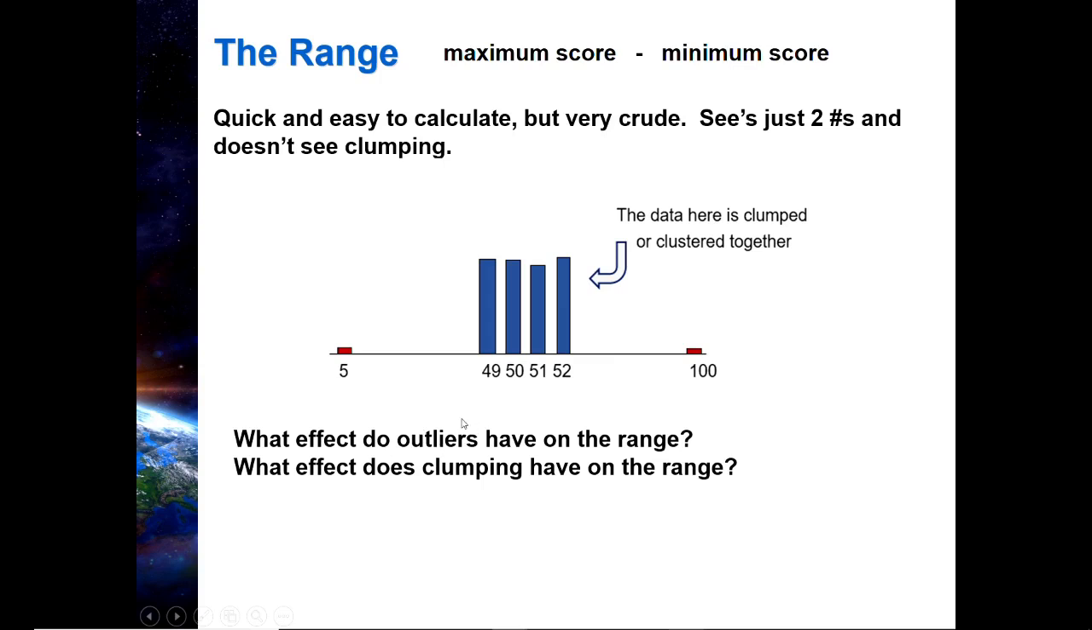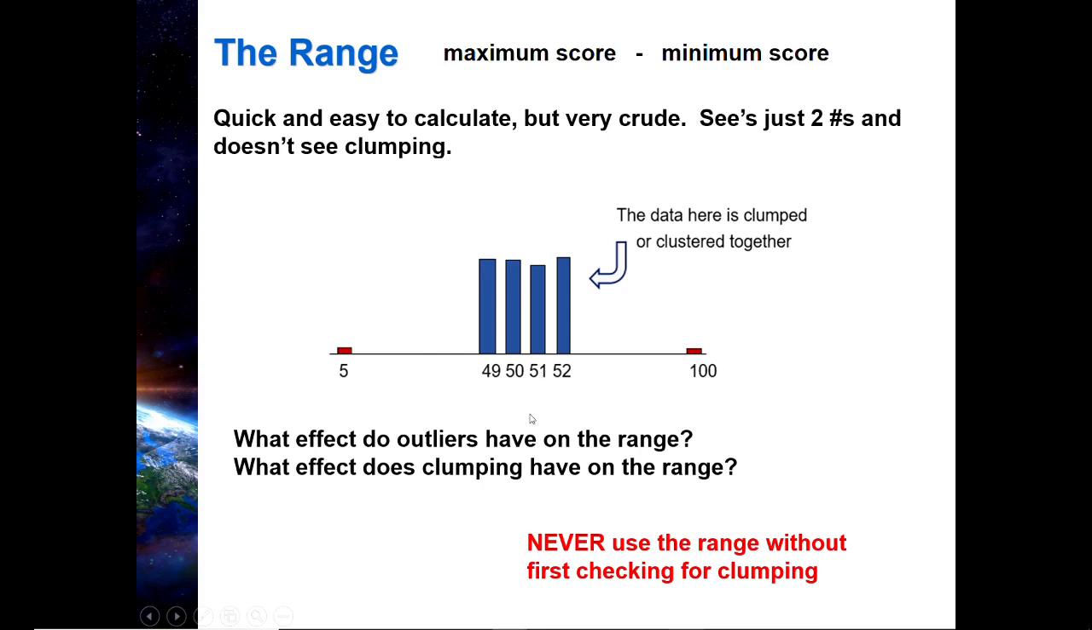Now, what you should be doing is plotting your data, getting a frequency distribution. And if you see clumping or clustering, don't use the range. Again, because the range won't see it. So never use the range without checking for clumping or clustering first. Get your frequency distribution and look at it to see whether or not there's any kind of clumping or clustering.